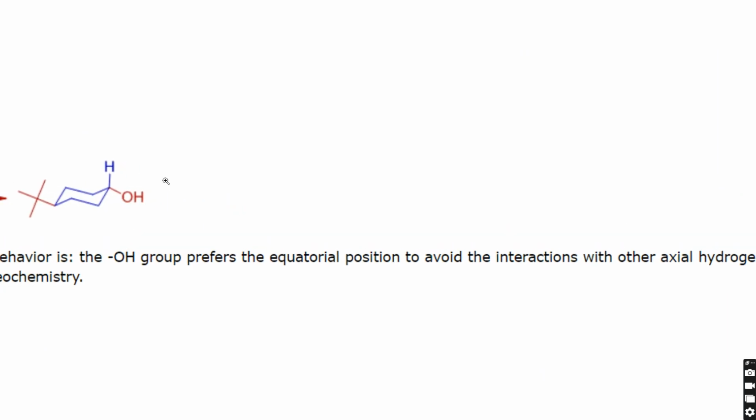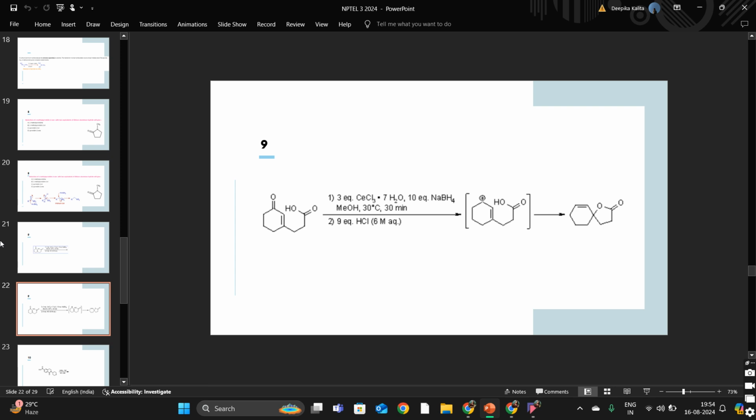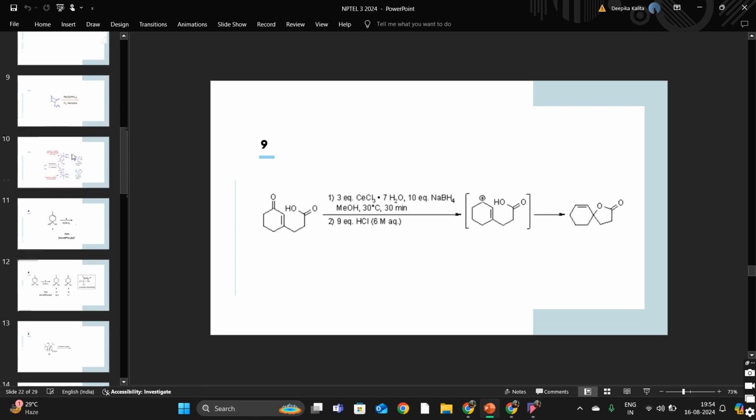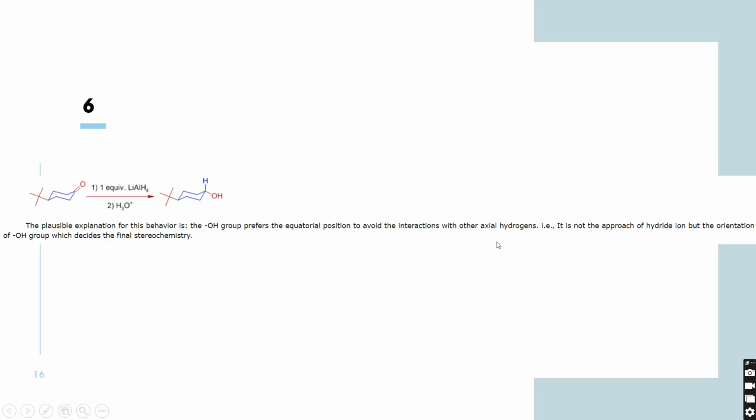But one thing you have to remember: if you had this tertiary butyl in the axial position, suppose at this position, in that particular question, you have to see the steric hindrance of the approach also. But for this particular question, you only have to see the stability of the newly formed product.